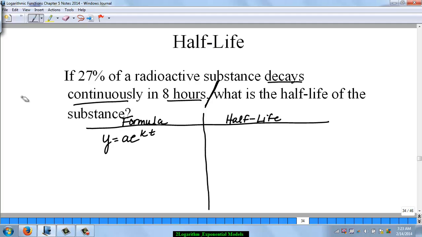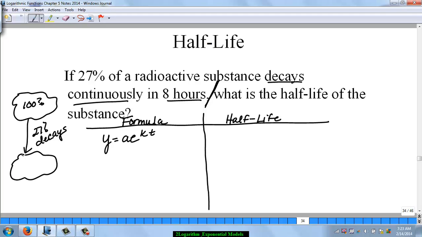So I like drawing some pictures. So here I have this substance, 100% of it. And I like to draw pictures so I can try to understand this. They said 27% of it decays. Well, if 27% of it decays or goes away, what's left over? So if I did 100 minus 27%, I'd have 73% left.